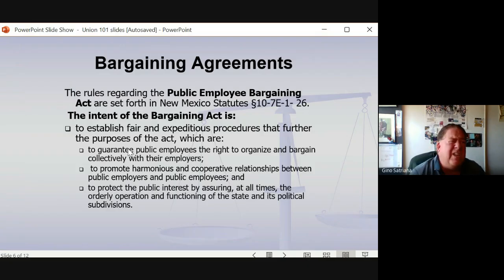We have a great relationship. We've been working on this with the district because that makes it easier for both sides to collaborate to get what's best for the employees and ultimately for the goal.